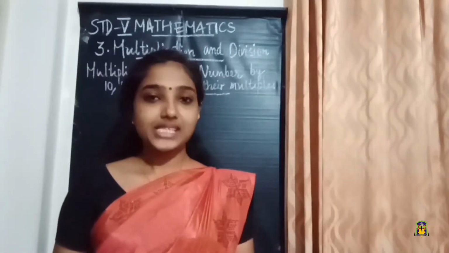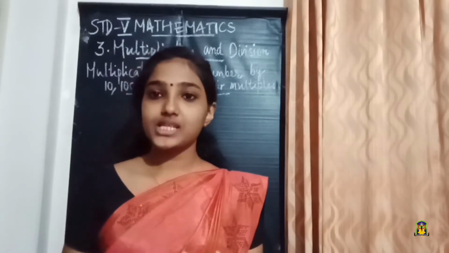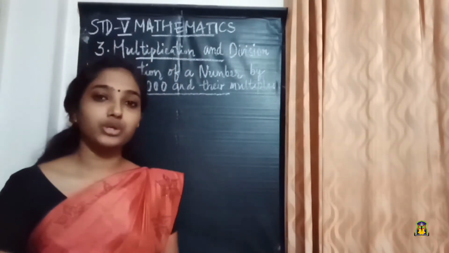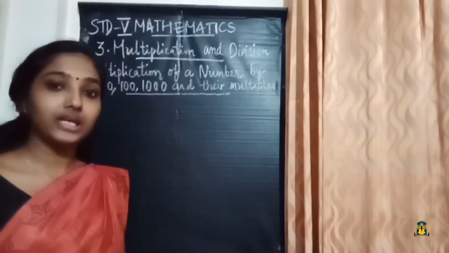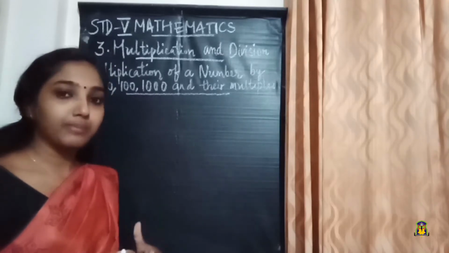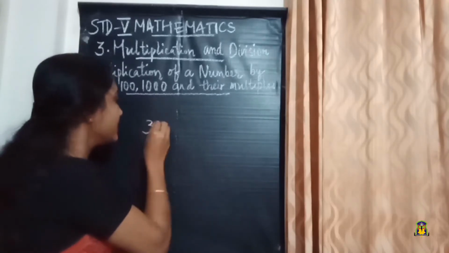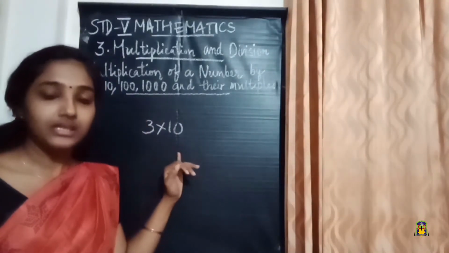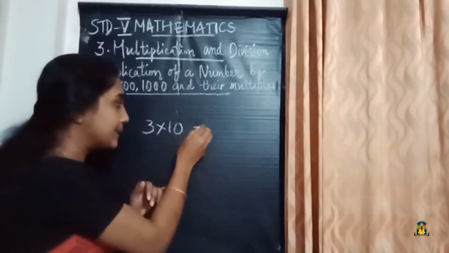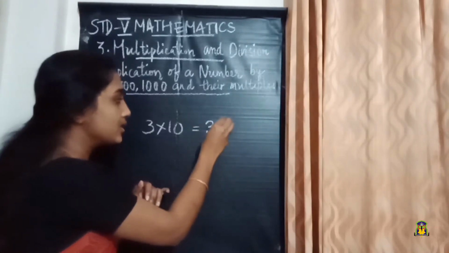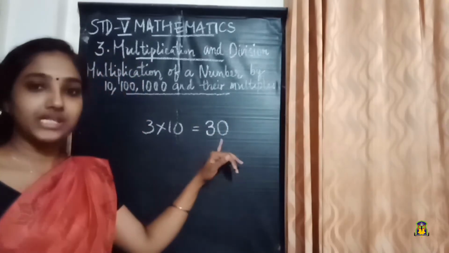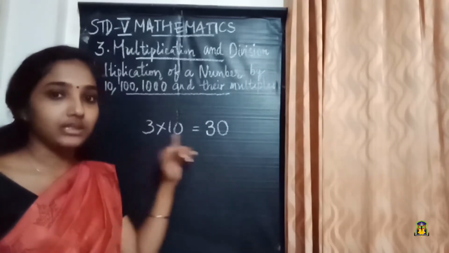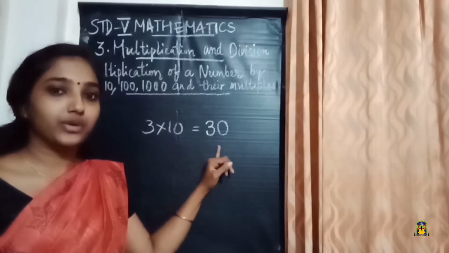Now let's take the multiplication of a number by 10, 100 and thousands and its multiples. First we are moving on to the multiplication of a number by 10. On multiplying a number by 10, let's take 3 into 10. When we are multiplying a number by 10, the product is the number with 0 to the right end.